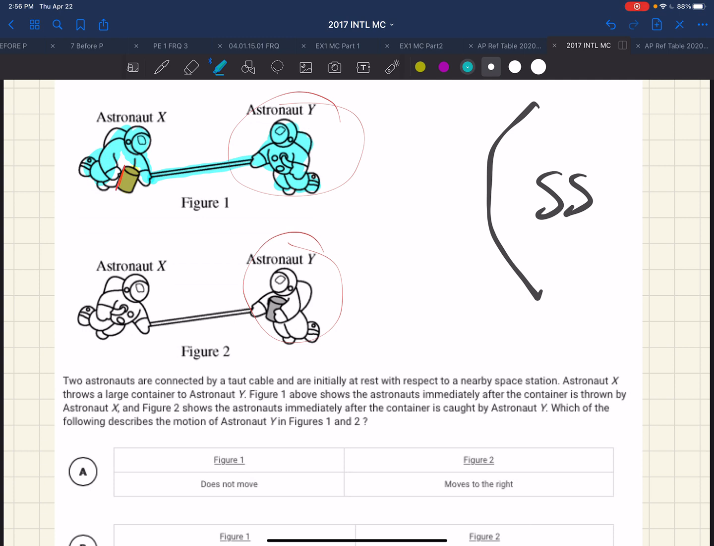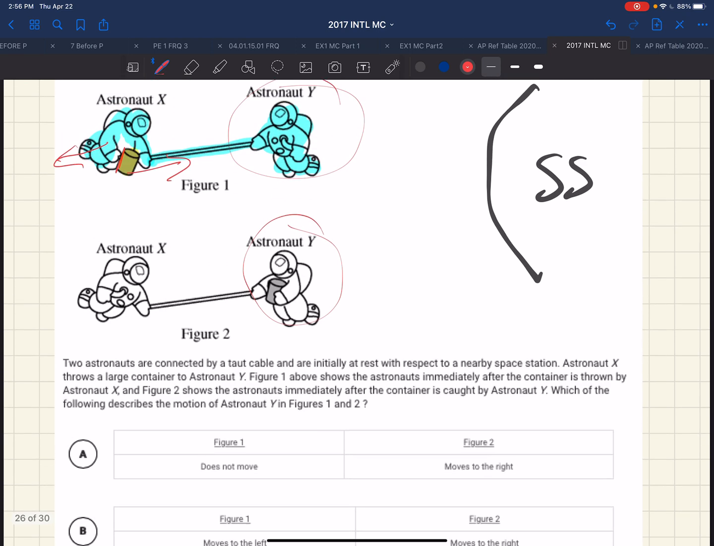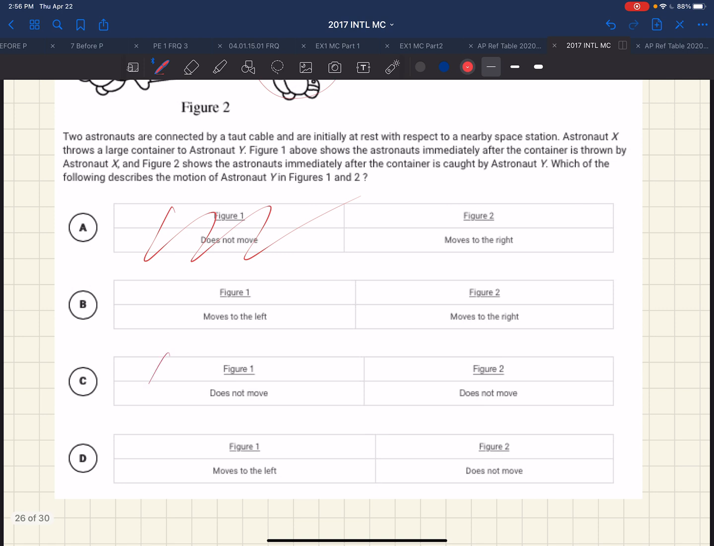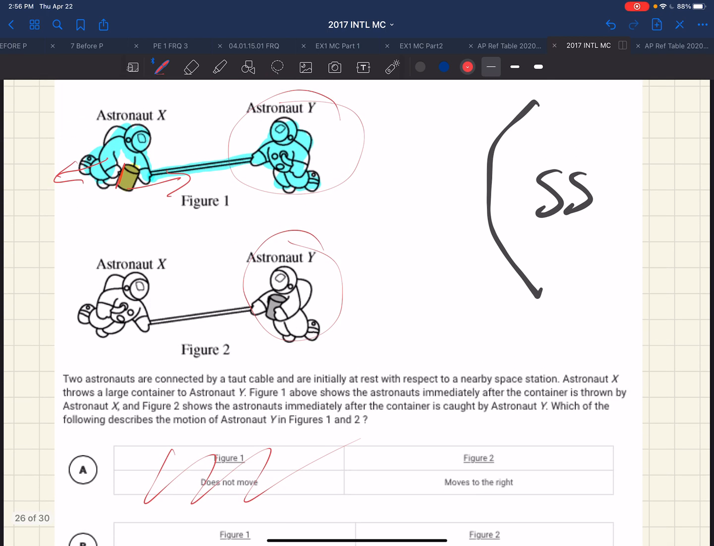So, for the cart to pick up a velocity in this direction, the X astronaut must move to the left. But in doing so, because the cable's taut, Y has to move to the left. So, in figure 1, what happens to astronaut Y? It must move to the left. Choice A and choice C are out. So we're now down to 50-50.